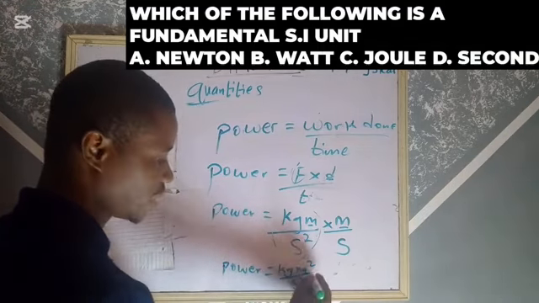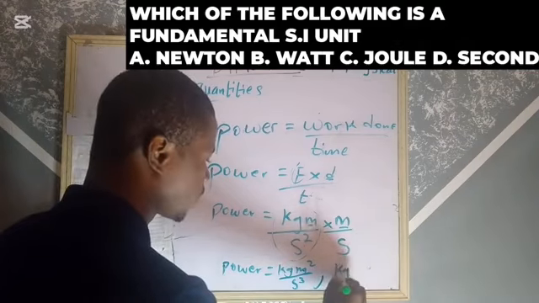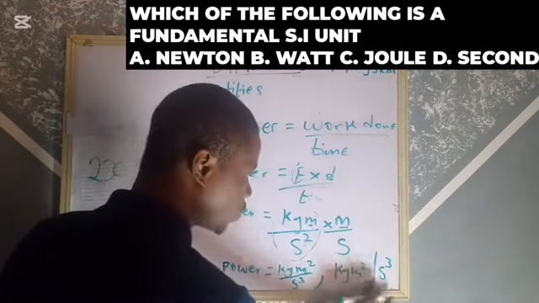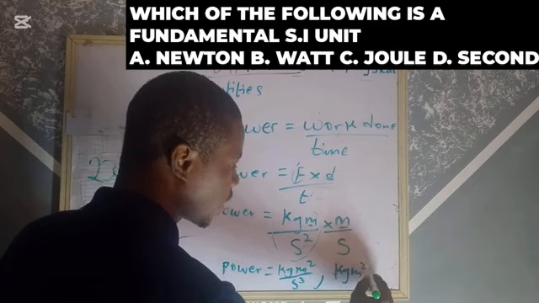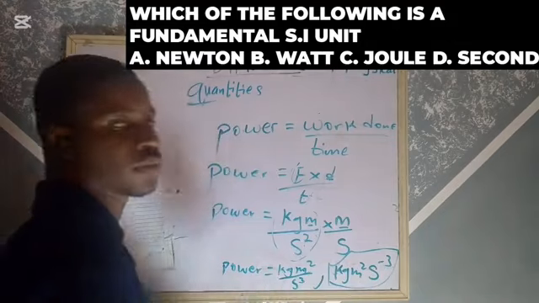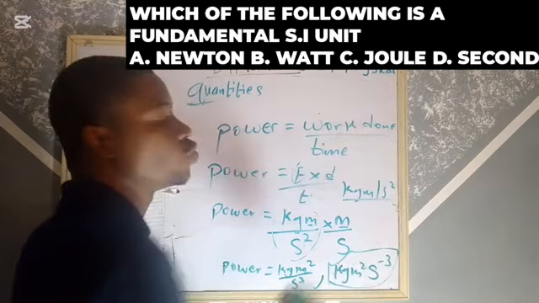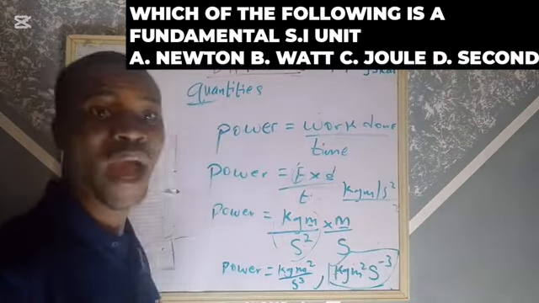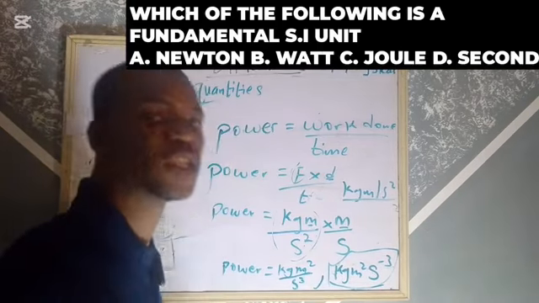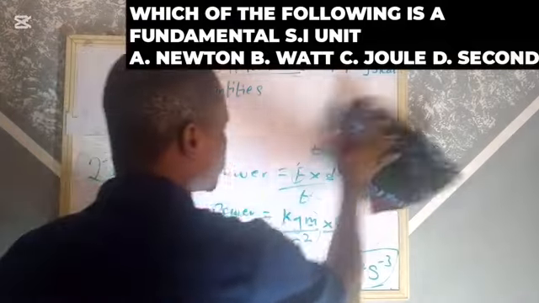You see this divide, you call it per. Kilogram meter square per seconds cube. You can write it like this, or you can also write it like this. This is what they also call watts. Just the same way you have kilogram meter per second square as Newton, that's how this one also exists as watt. So watt is a derived unit. So watt cannot be the answer. Yes, I want to believe you are jotting.